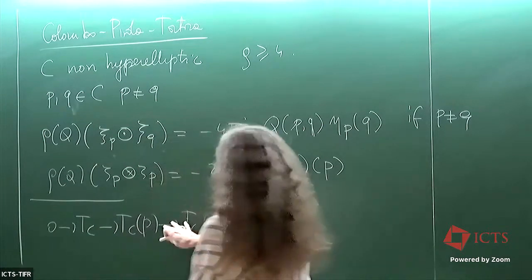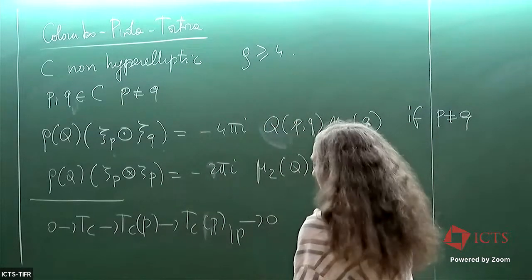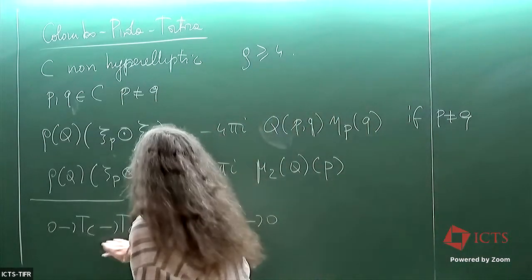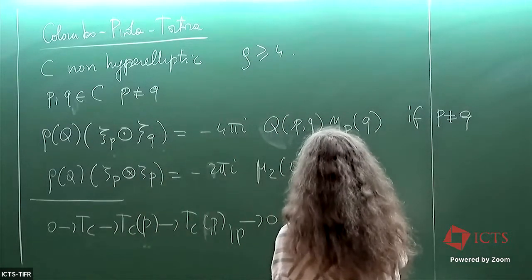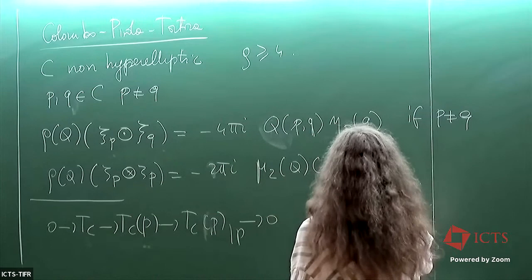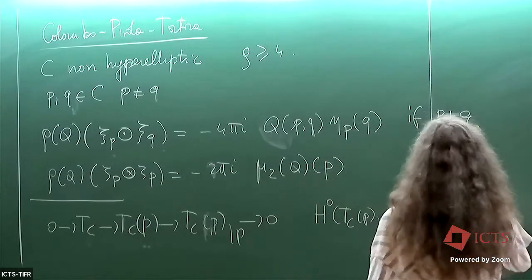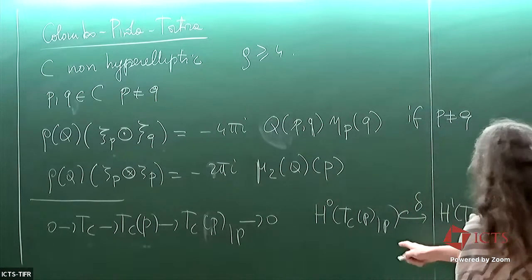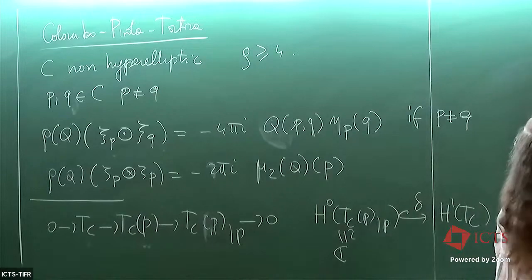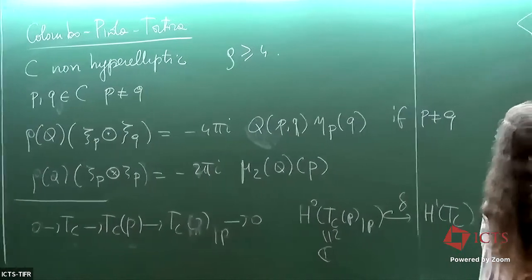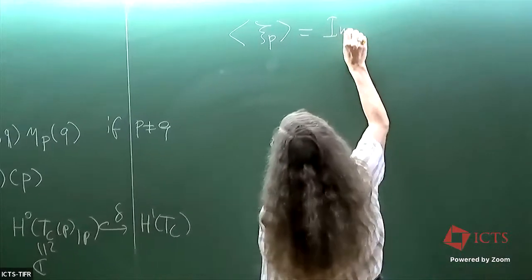One takes this exact sequence. Then, since the genus is at least 4, so it's at least 2, the H^0 of these two vanish. So one has an injection. The coboundary map of this exact sequence gives an injection of this kind, and this has dimension 1. So the Schiffer variation at P is a generator of the image of delta.